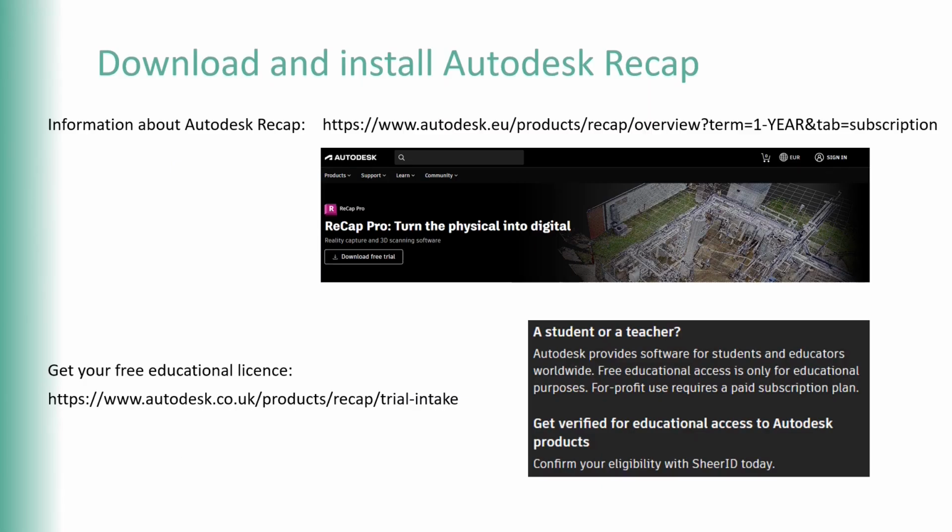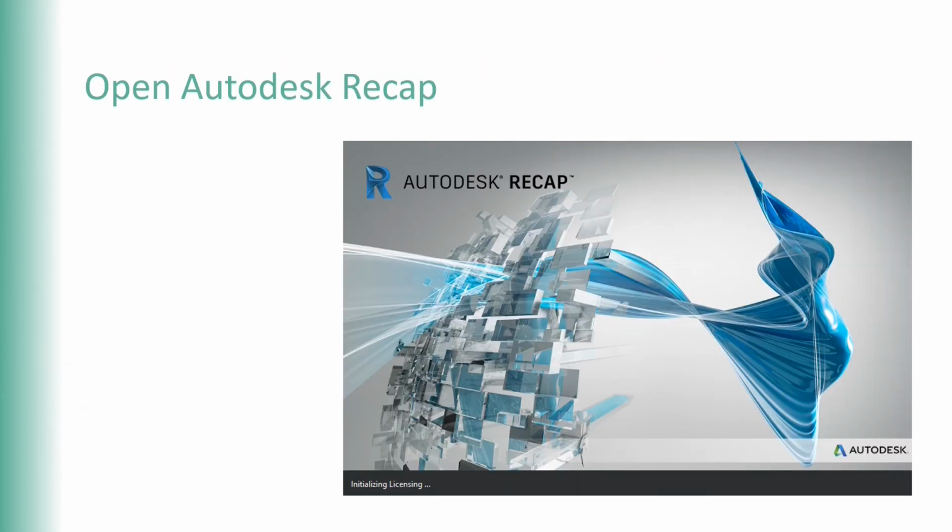You can open the file in E57 format using ArchiCAD by Graphisoft. To open this file in Revit by Autodesk, you must first use Recap. Download and install Autodesk Recap. A free educational license is available for students and teachers. Open Autodesk Recap.